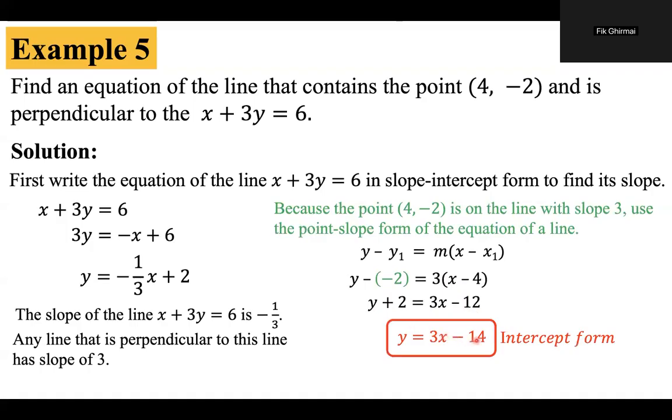And you can always double check. Remember, perpendicular means that if you multiply the slopes of the two lines, you should end up with -1. If it does not equal -1, then the two lines are not perpendicular to one another.